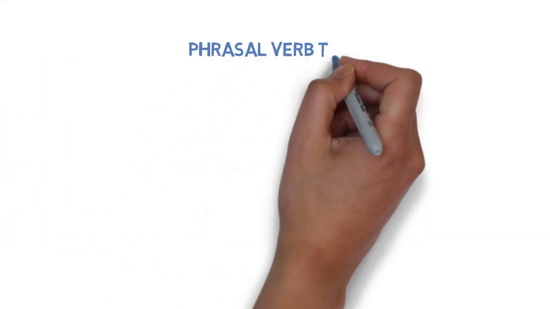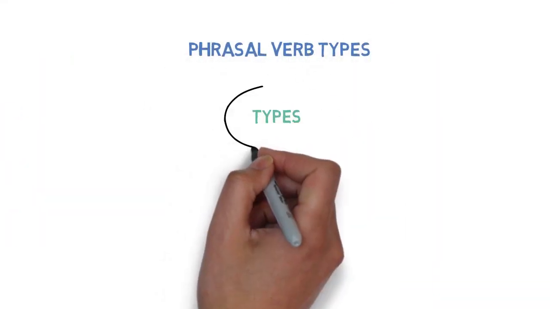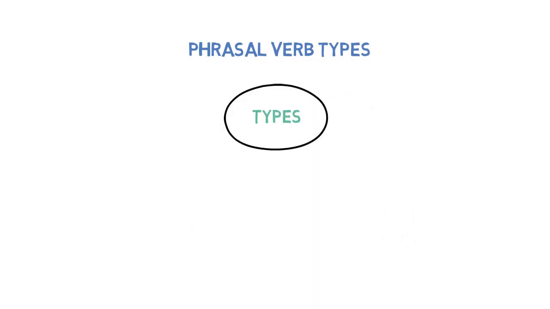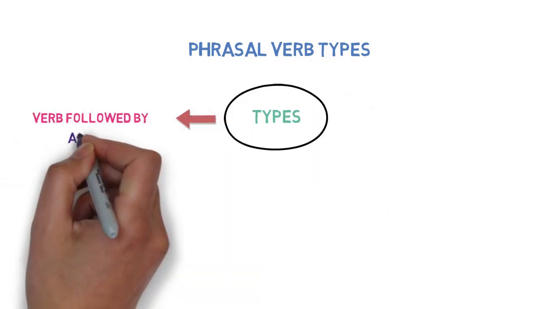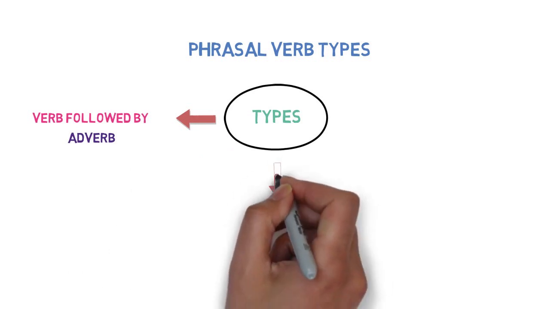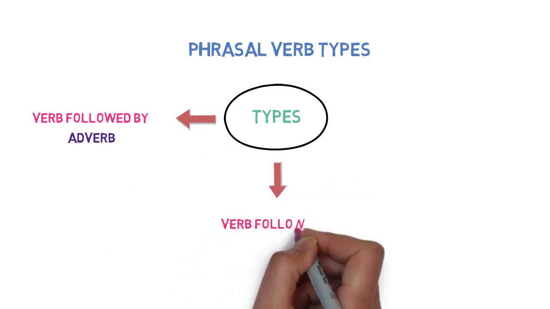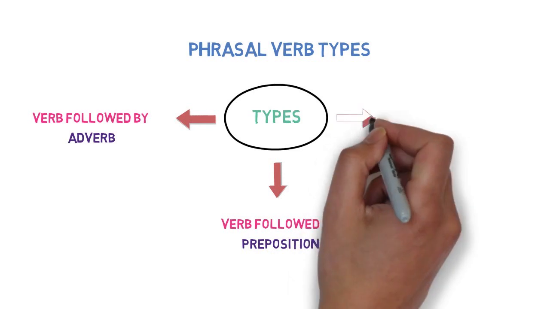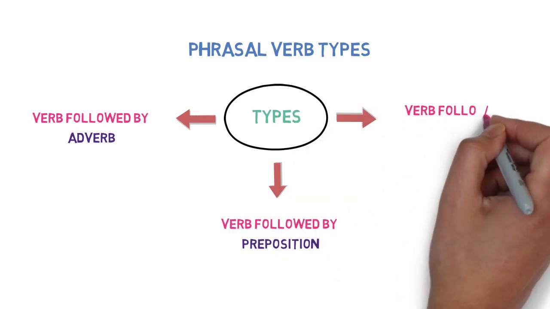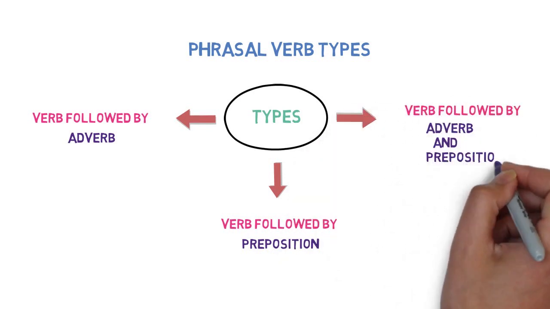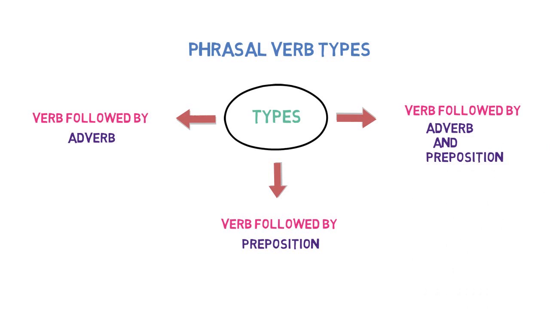Now, based on other words in the group, we have divided phrasal verbs into three types. First is verb followed by adverb. Second is verb followed by preposition. And third is verb followed by adverb and preposition. Let's look into examples of each of these types to make things clear.